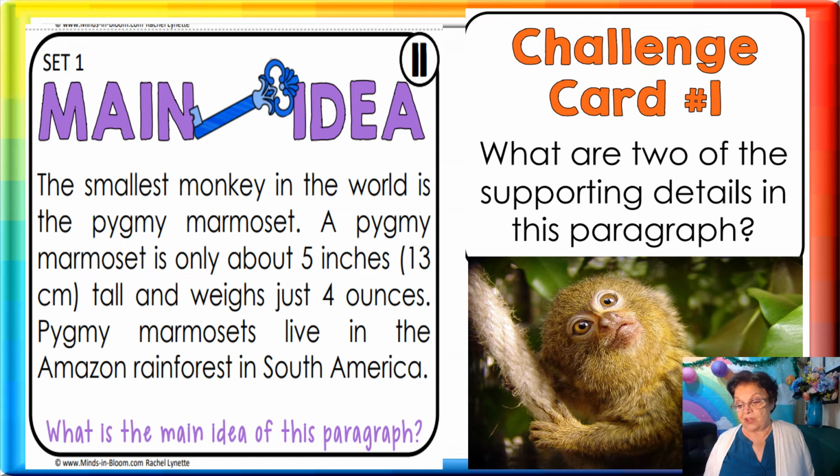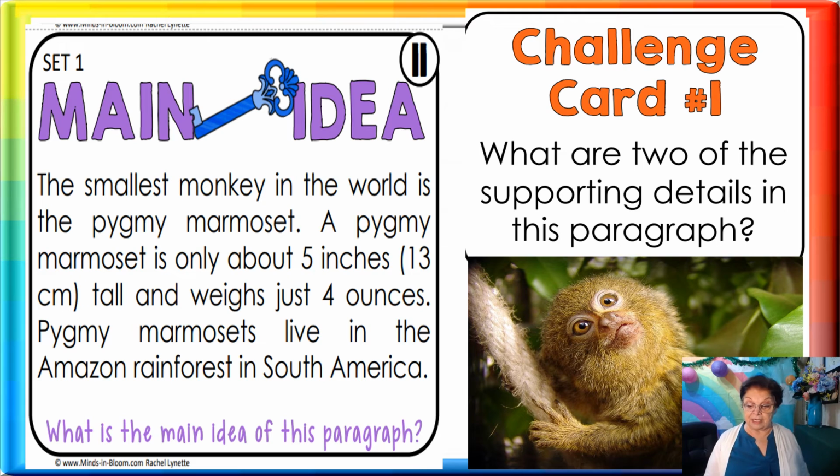Oh, look at that face. Who could not love that face? That is a marmoset, a pygmy marmoset. He is the smallest monkey in the world. Isn't he cute? The smallest monkey in the world is the pygmy marmoset. A pygmy marmoset is only about 5 inches or 13 centimeters tall and weighs just 4 ounces. Pygmy marmosets live in the Amazon rainforest of South America.